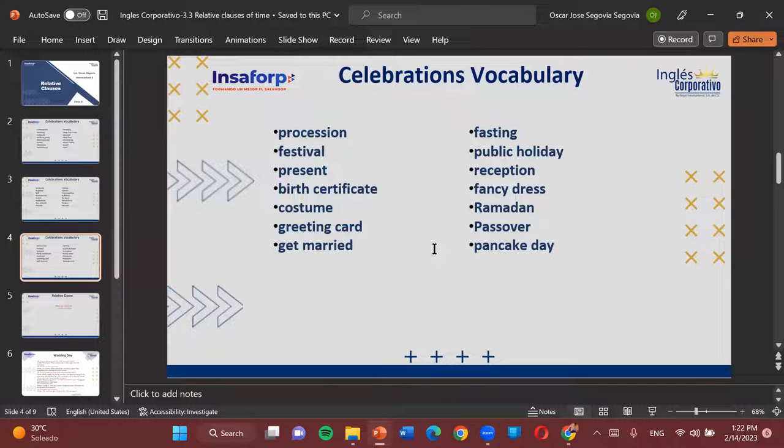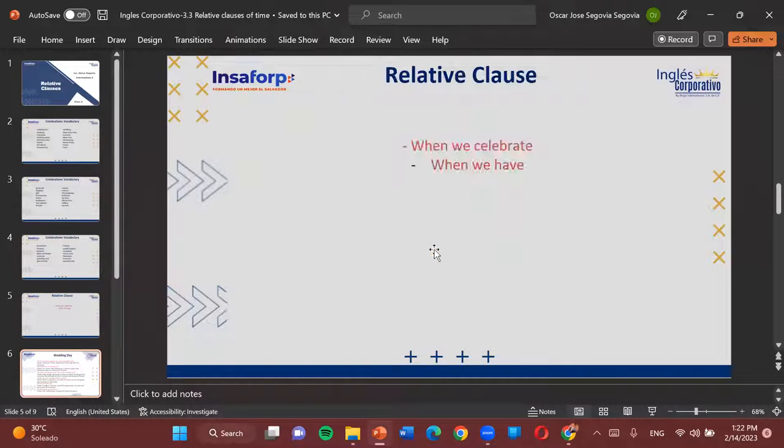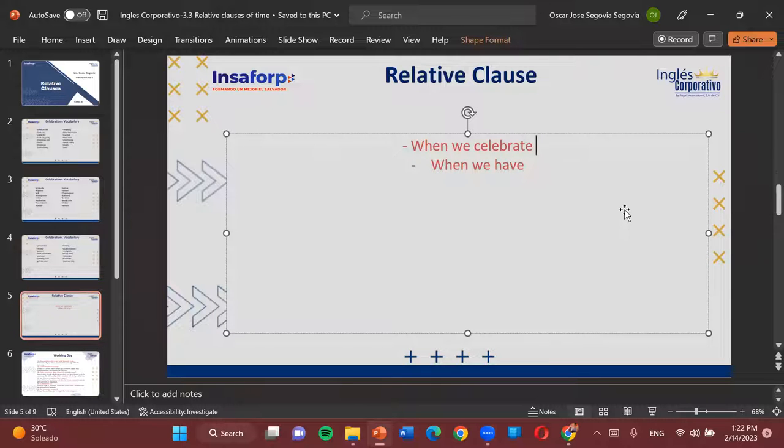Vamos así a sintetizar. ¿Qué hacemos el día que celebramos cumpleaños? ¿Qué hacemos el día que celebramos Navidad? ¿Qué hacemos el día que celebramos una boda? ¿Qué hacemos el día que celebramos un aniversario? Principalmente, esas son las actividades que vamos a estar tratando de buscarles un orden o al menos una descripción, ¿verdad?, de qué es lo que hacemos en esos días. So, when we celebrate, aquí les voy a ayudar y vamos a poner an anniversary. Sí, an anniversary. ¿Qué es lo que ustedes hacen el día que celebran un aniversario?